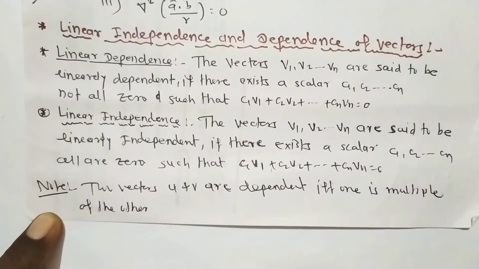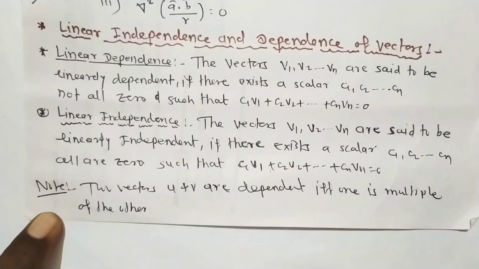Today we are going to start a new topic. The topic is linear independence and dependence of vectors. In the last video we already learned linear combination and linear spanning. Now, what is meant by linear independence, and when are given vectors linearly dependent?